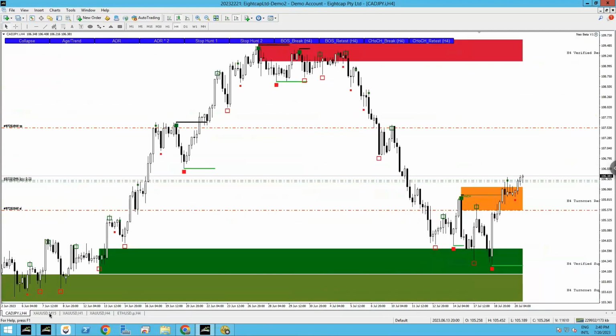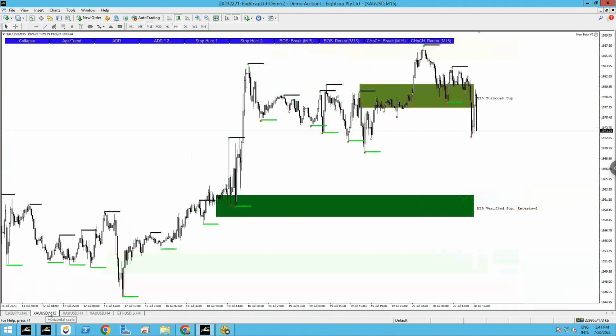I've got any pairs I'm interested in scanning, so it will stick these breaks of structure there. All I have to do is go back to it in an hour or whenever. So let's say I go back to this in 4 hours time, I'll see any other breaks of structure. Same as gold on the 4-hour chart and the 1-hour chart, it will scan over a period of time.